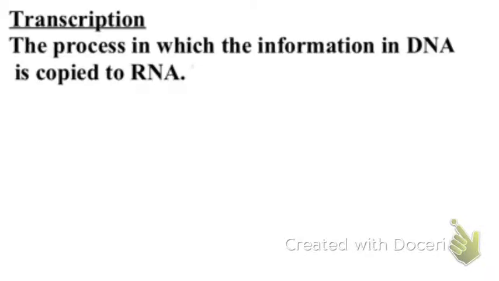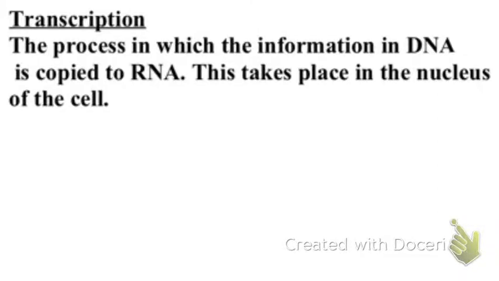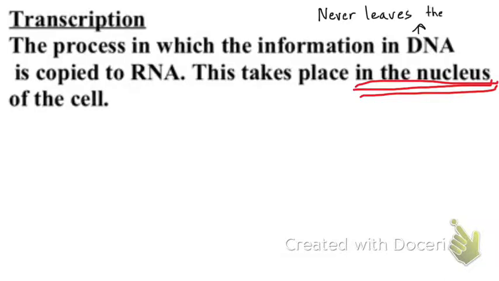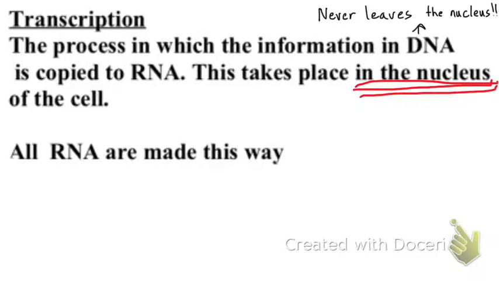Transcription is the process in which the information in DNA is copied to RNA. This takes place in the nucleus of the cell. It must happen in the nucleus because DNA never leaves the nucleus. When we talk about mitosis, sometimes the nucleus leaves DNA, but DNA never leaves the nucleus. And all RNA are made this way. They're made by copies of DNA.